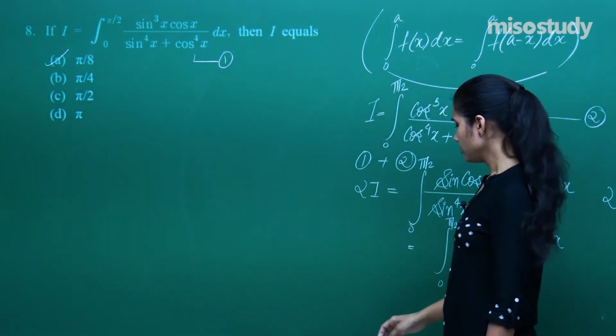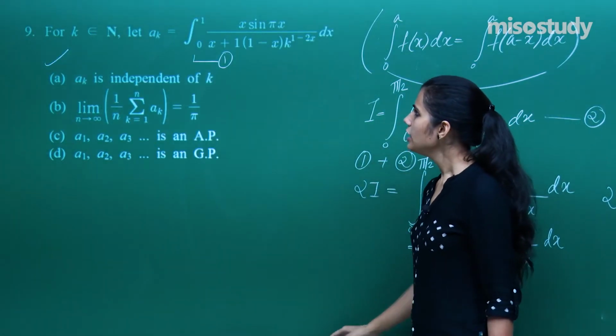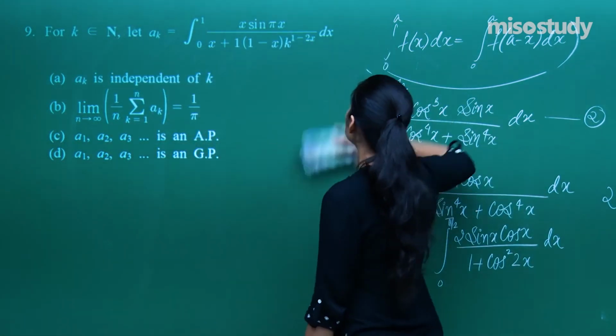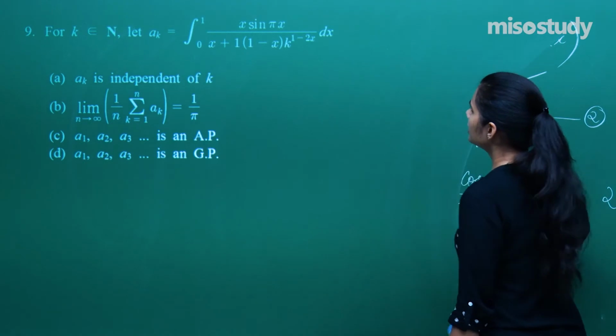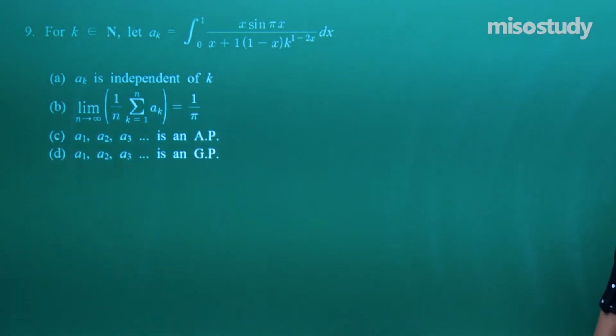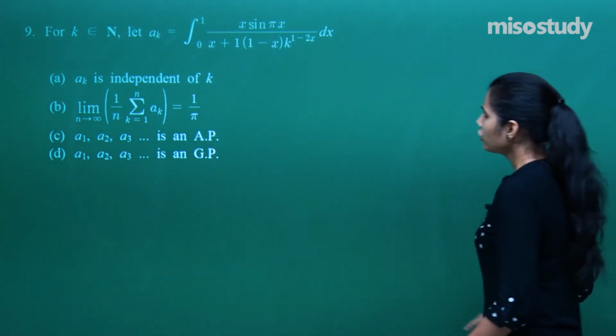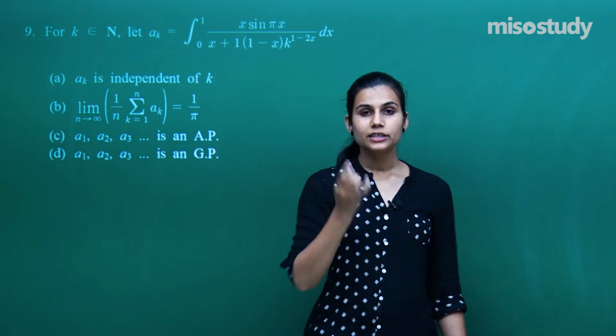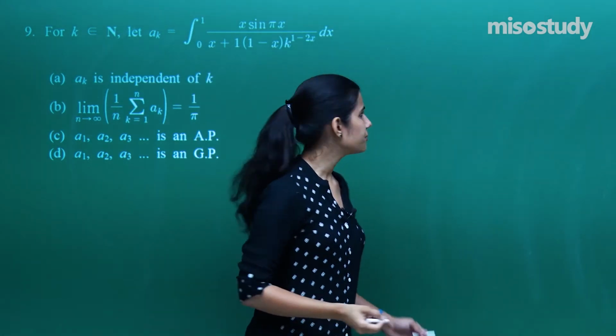Clear enough? Moving on to the next section, we have for k coming from the collection of all natural numbers, ak is this. Then we need to answer the following options. Here also, if you can see, I have something like 0 to something. So again, it's very evident to talk about the same property that we used in the previous question.